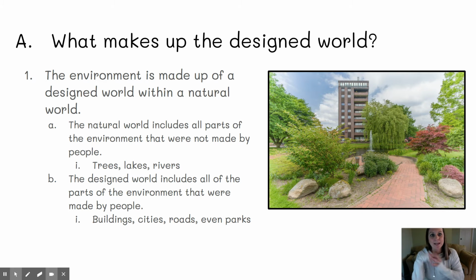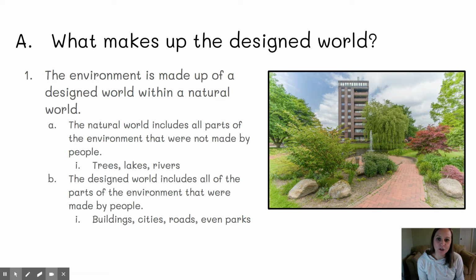So part A, what makes up the designed world? The environment is made up of a designed world within a natural world. The natural world includes all parts of the environment that were not made by people. So the natural earth itself. So things like trees, lakes, rivers, mountains, anything that you could think of as nature would be the natural world.